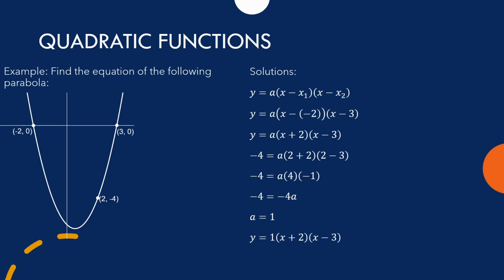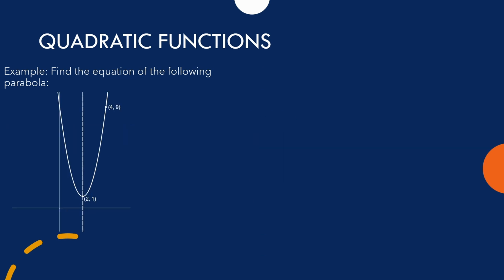Next, I'm going to substitute back that 1 into my original equation, which is a multiplied by (x plus 2) multiplied by (x minus 3). And that will give me y is equal to 1(x plus 2)(x minus 3). And expanding that, I will have y is equal to x squared minus x minus 6. And I found the equation of a parabola. Let's take a look at another example. This time around, I'm given a turning point and another random point.